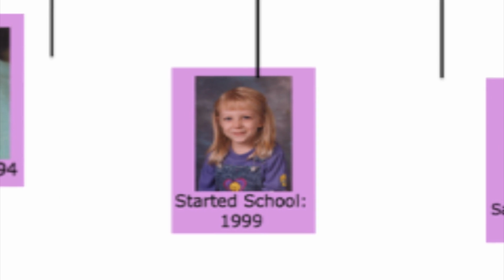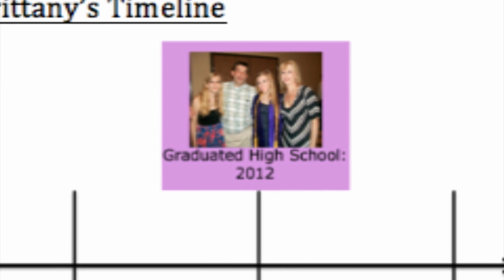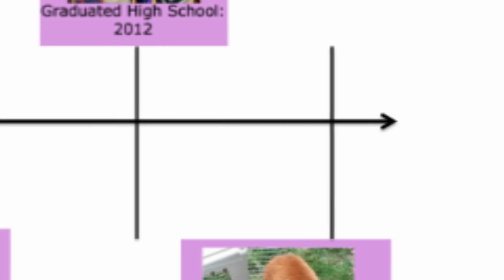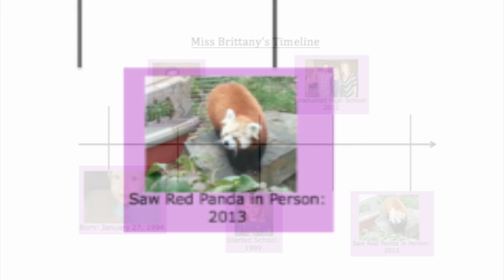This is one of the most important features of a timeline, the order of events. A timeline starts with the earliest event and continues in time order to the most recent event.